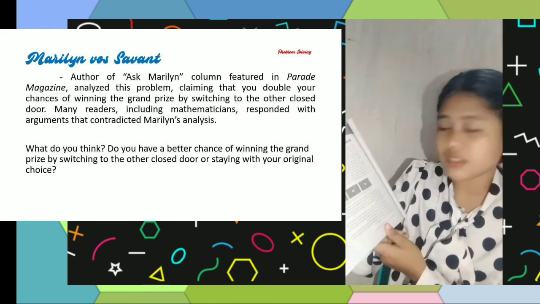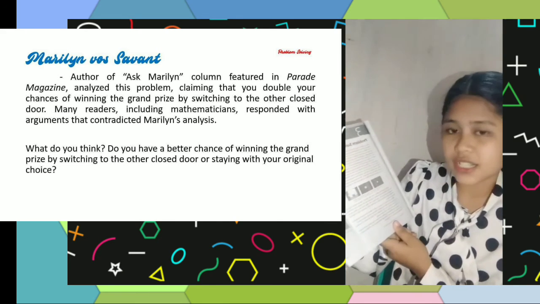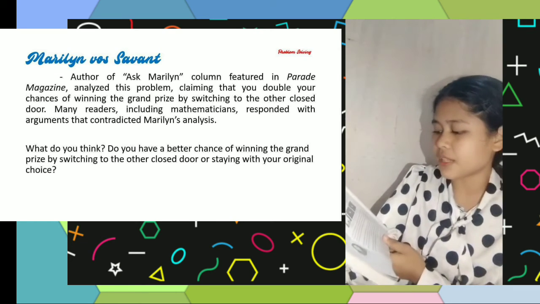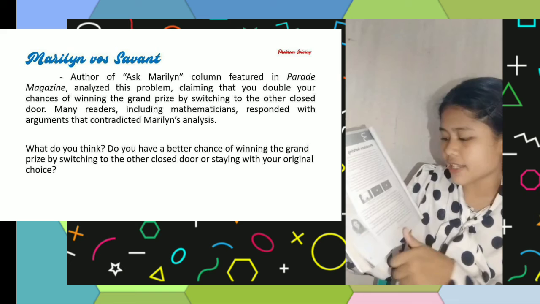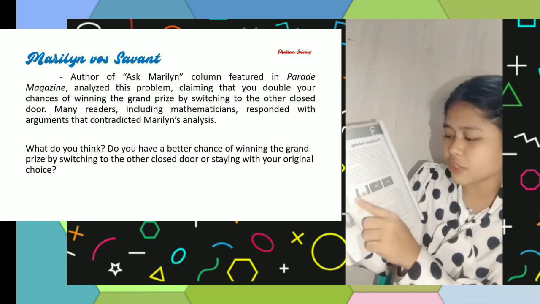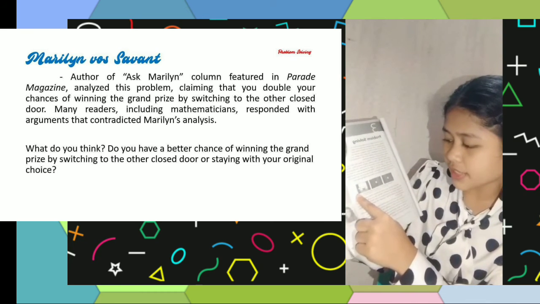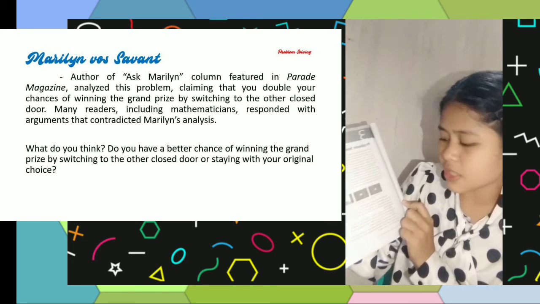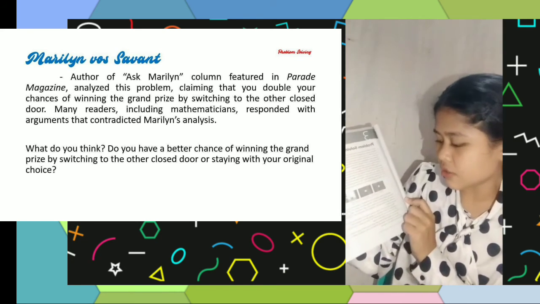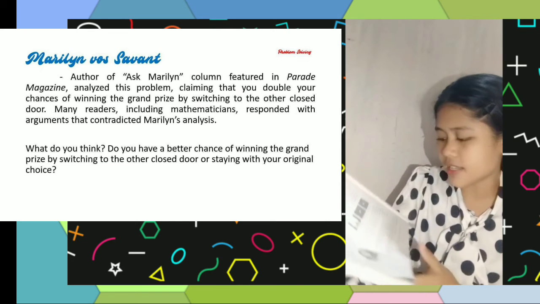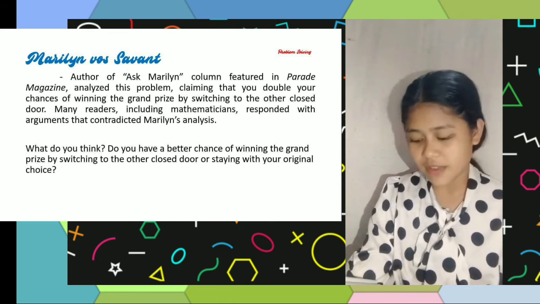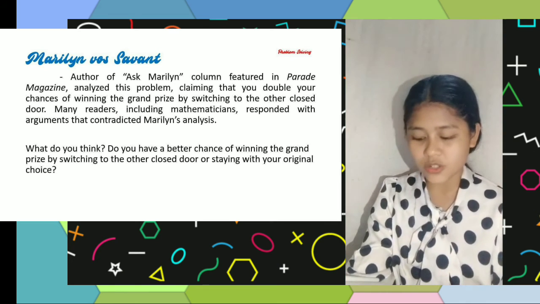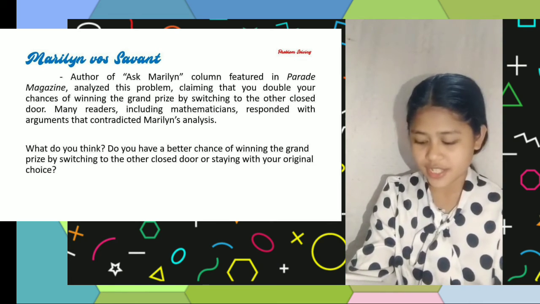Marilyn vos Savant, author of the Ask Marilyn column featured in Parade magazine, analyzed this problem, claiming that you double your chances of winning the grand prize by switching to the other closed door. Many readers, including some mathematicians, responded with arguments that contradicted Marilyn's analysis. What do you think? Do you have a better chance of winning the grand prize by switching to the other closed door or staying with your original choice?